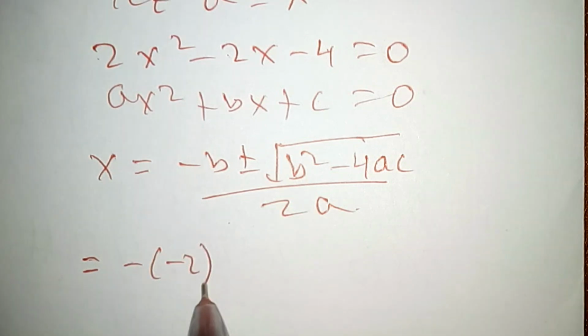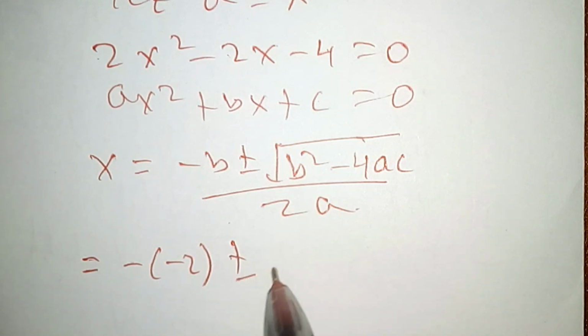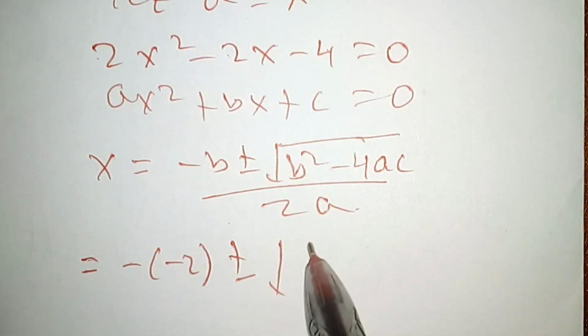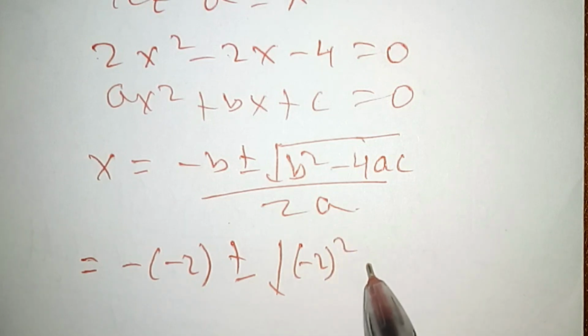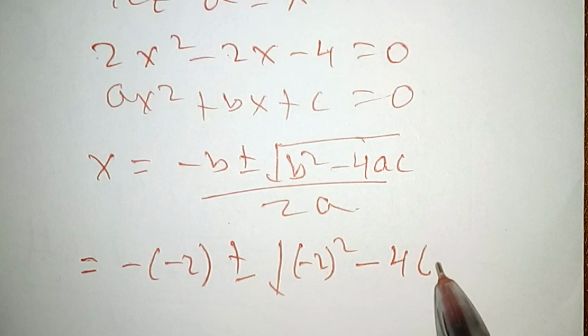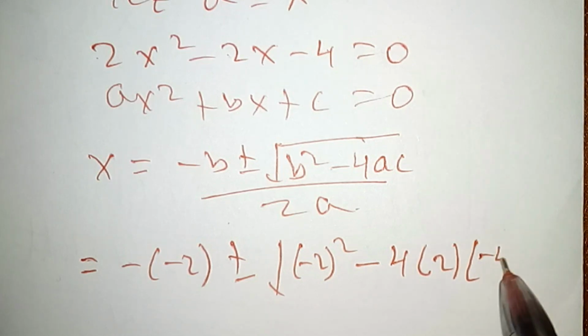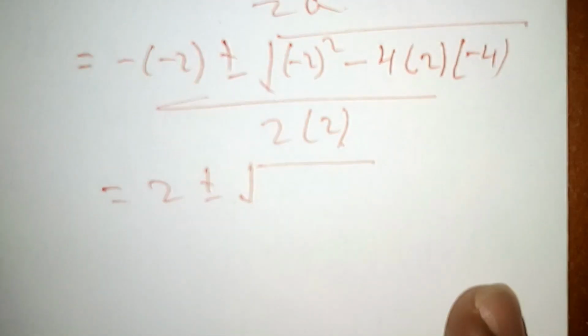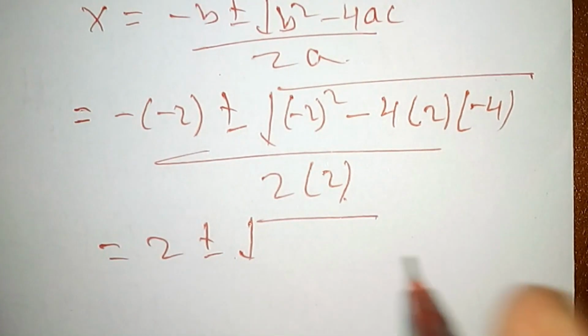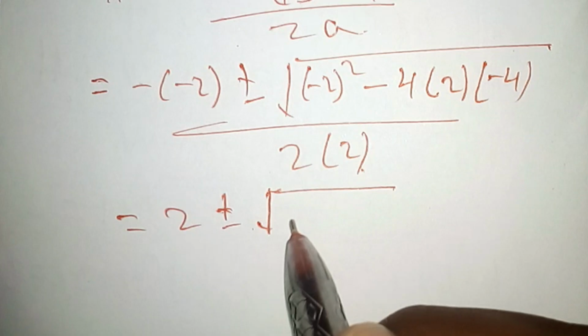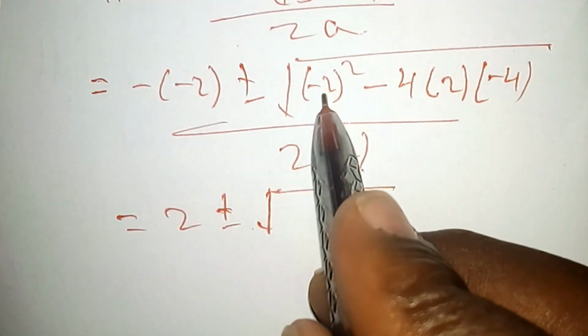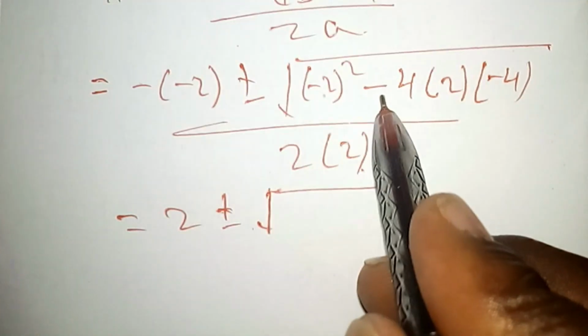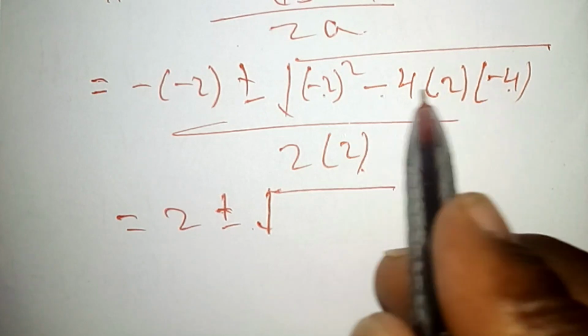So this is equal to minus of -2, plus or minus the square root of -2 squared minus 4 times 2 times -4, divided by 2 times 2. So this is equal to 2 plus or minus the radical of 4 minus -4, so this becomes positive.